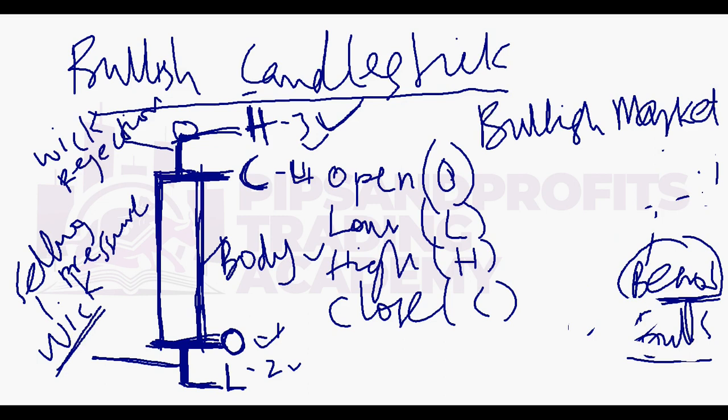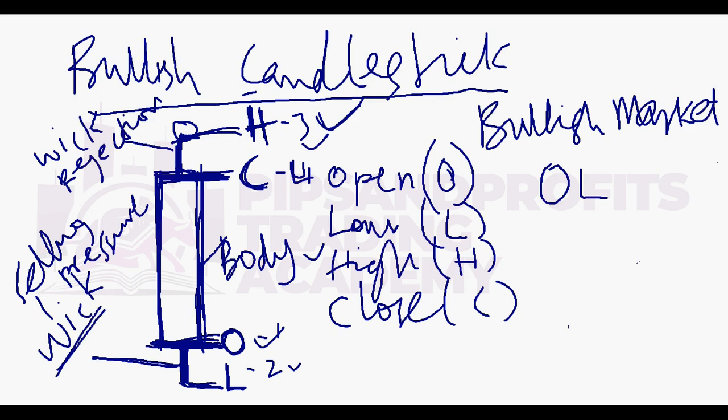So this is how it is going to look like. A bullish candle: we have open, and then it is going to make a low, and after it has made a low, it is going to make a high, and then after the high it will close. So this is a bullish candlestick. It will open, make a low, make a high, and then close.